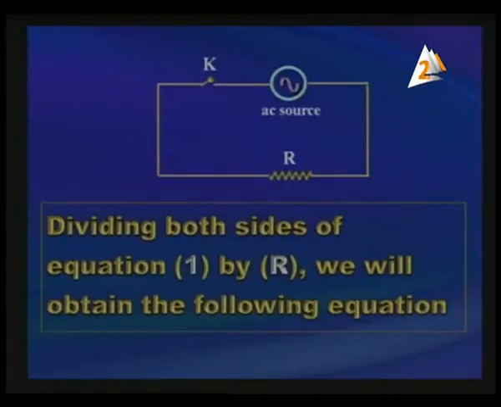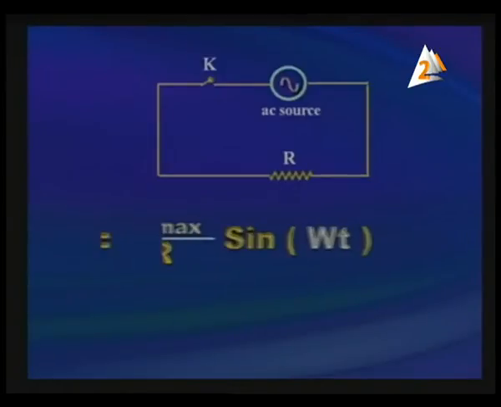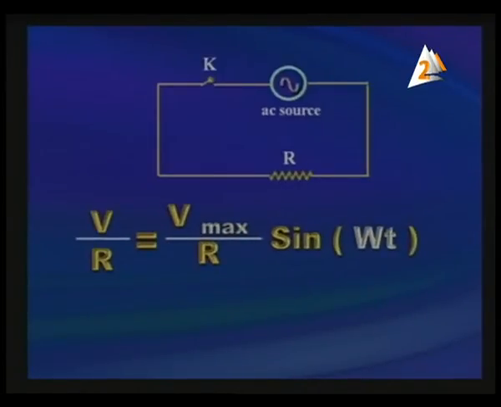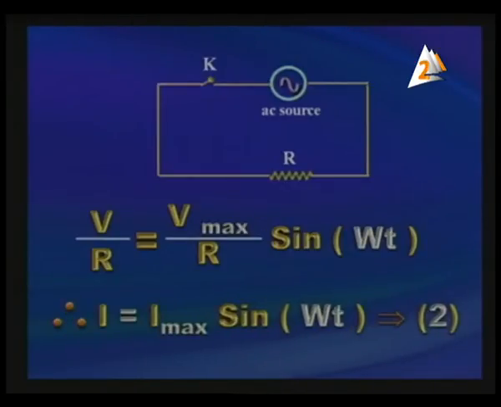Dividing both sides of the previous equation by R, we will obtain the equation that gives the instantaneous current. So V over R, instantaneous voltage over resistance, equals V maximum over R sine omega t. V over R will give the current. So instantaneous current equals I maximum sine omega t.